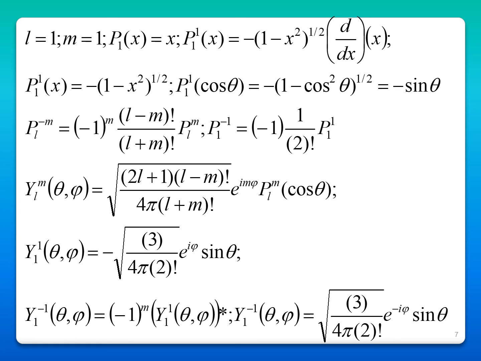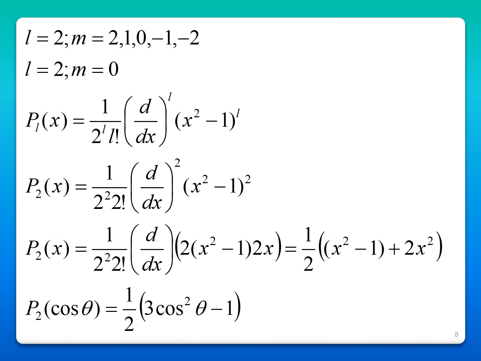So we are getting Y_LM of theta and phi for this case is minus of square root of 3 by 8 pi e power i phi sin theta. And if you substitute M is equal to minus 1, you can get it is plus square root of 3 by 8 pi e power minus i phi sin theta.